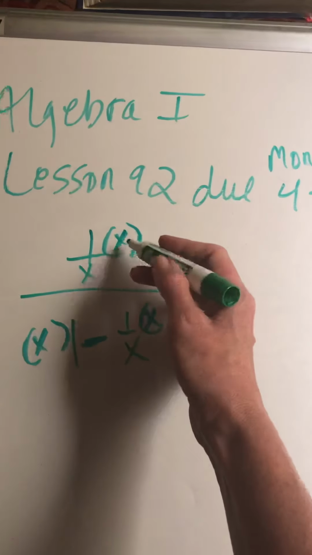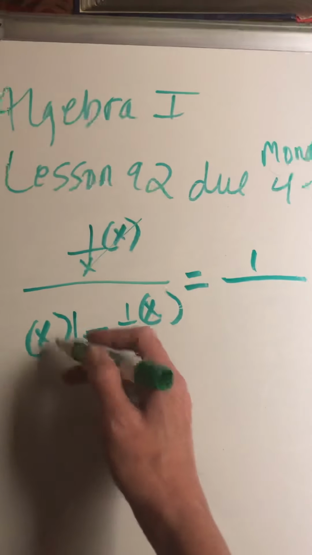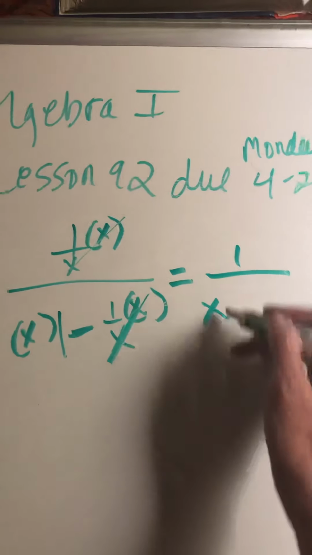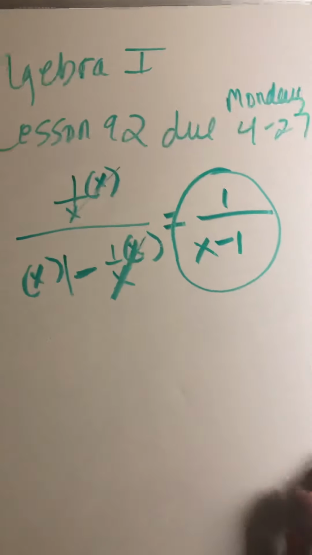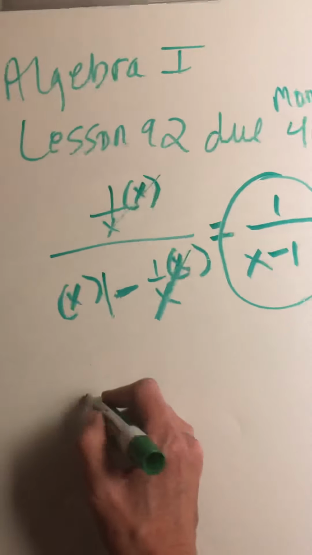So here I've got x times 1 over x. Well, those x's cancel. It leaves a 1. Here I've got x times 1, which is x. And here I've got x over x. So that cancels, minus 1. So that's your simplified fraction there. You've simplified that complex fraction. Okay? Let's try another one like that.